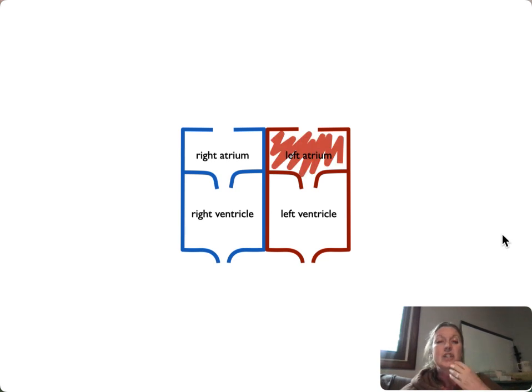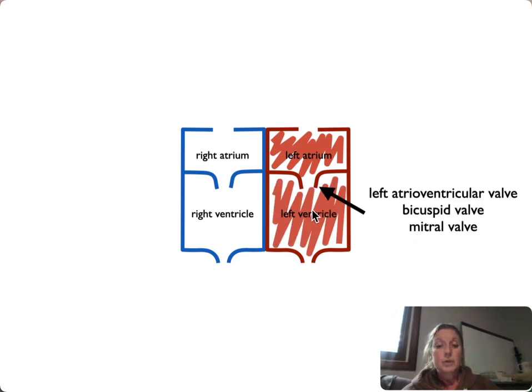Now, we can start this process anywhere that we want because the blood flows in a complete circuit. In other words, it always comes back to the place where it started. Now, I'm going to begin in the left atrium. As the blood moves from the left atrium to the left ventricle, it passes through the left atrioventricular valve, also known as the bicuspid, also known as the mitral valve.